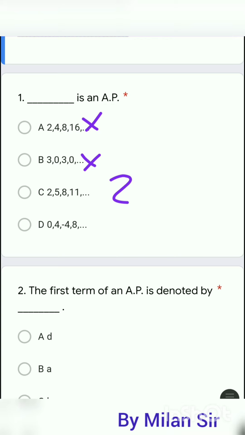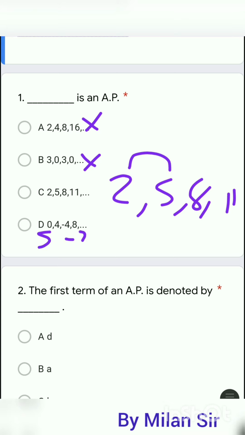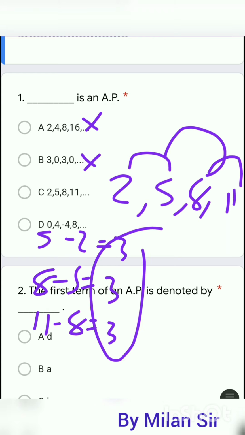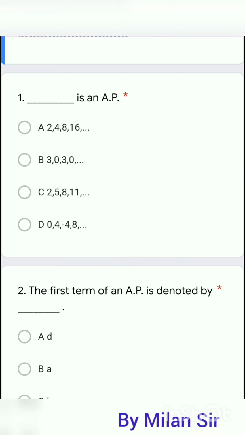Then the third AP: 2, 5, 8, 11. So 5 minus 2 is 3, and 8 minus 5 is also 3, and 11 minus 8 is also 3. So here we have the same common difference, right? Here we have the same common difference, so we can say that this is an AP. So option C is correct.